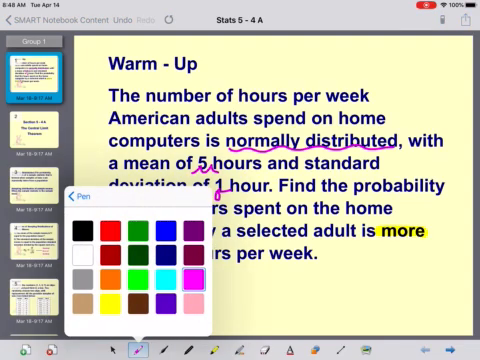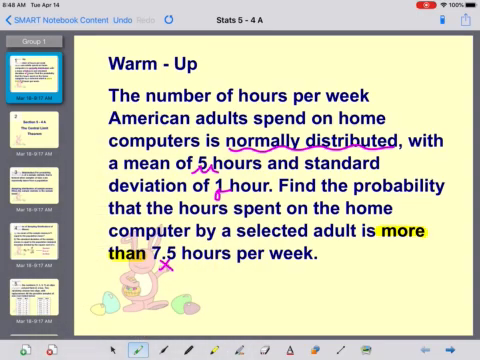So in order to use your table, you need your z-score, which is x minus mu divided by baby sigma. So our z-score is x, which is 7.5, minus the mean, which is 5, divided by the baby sigma, which is 1. So on top, you take the 7.5, subtract the 5, which is 2.5, divided by 1 is still 2.5. So 2.5 is your z-score.